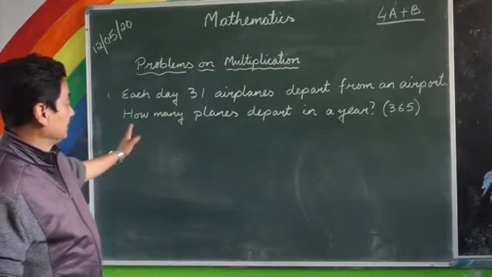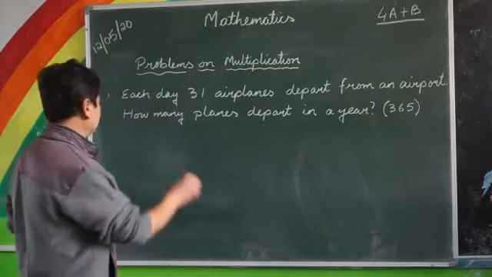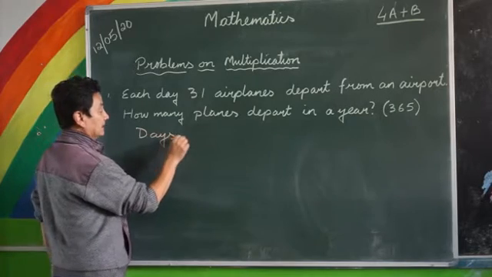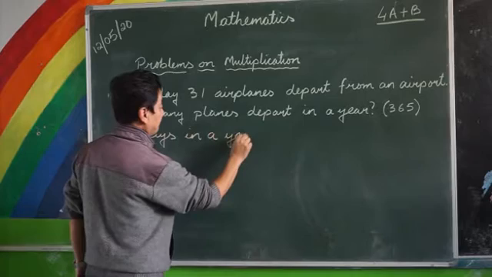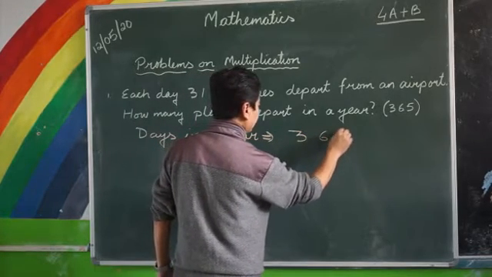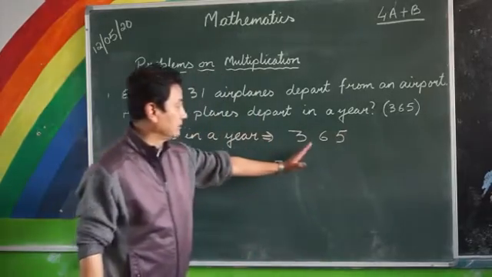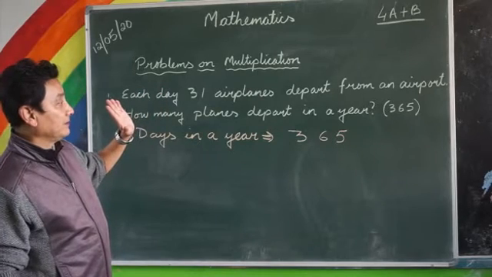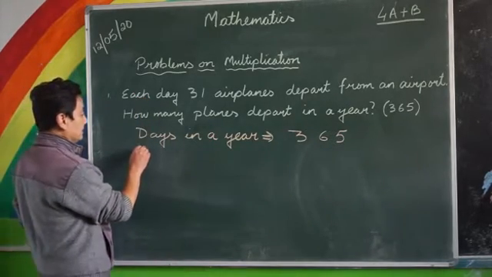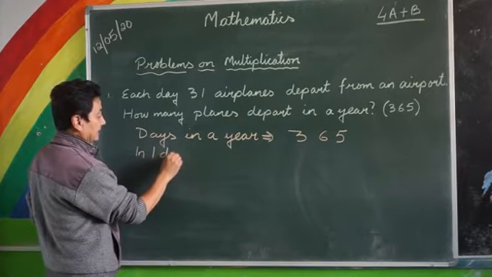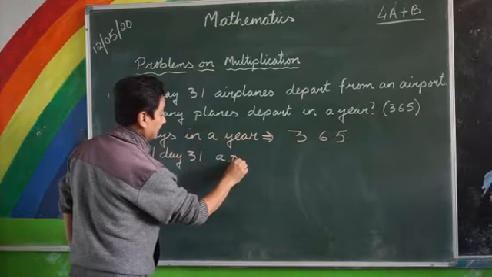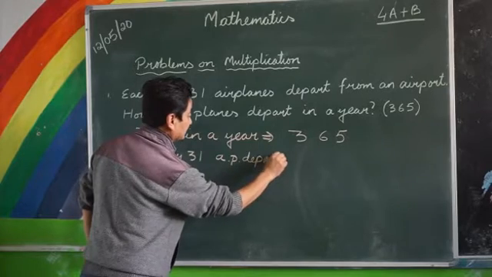Now what we are going to do is, we'll write the bigger number on top. We'll write the statements. Days in a year. How many? 365. Make sure when you write another statement, the number should be written below this one. Each day, how many airplanes depart from the airport? In 1 day, 31 airplanes depart. So we have written the statements now.